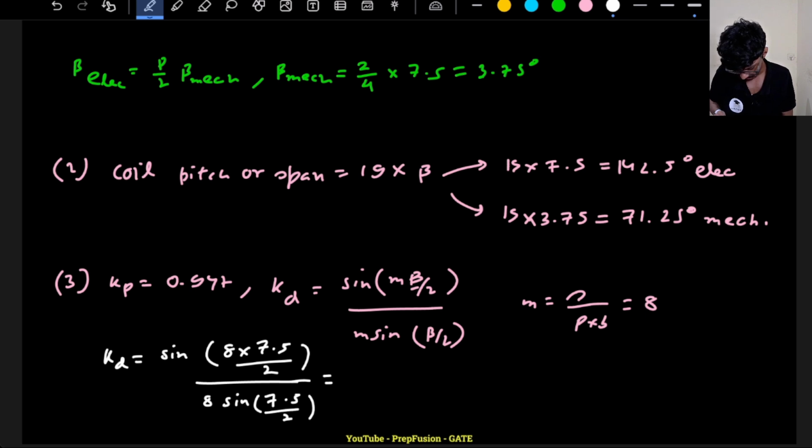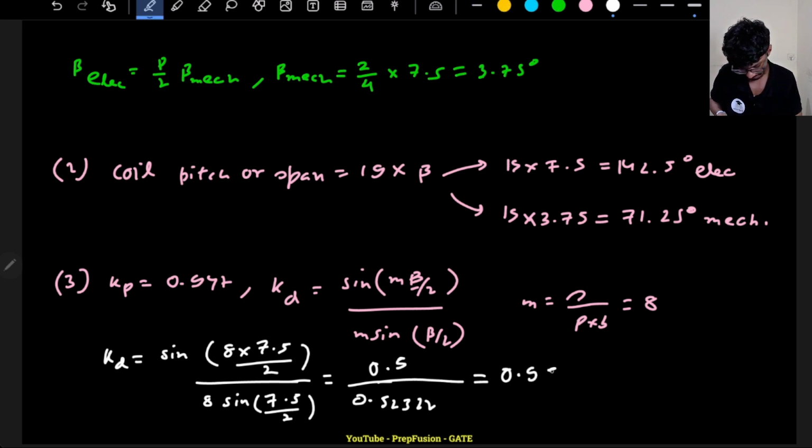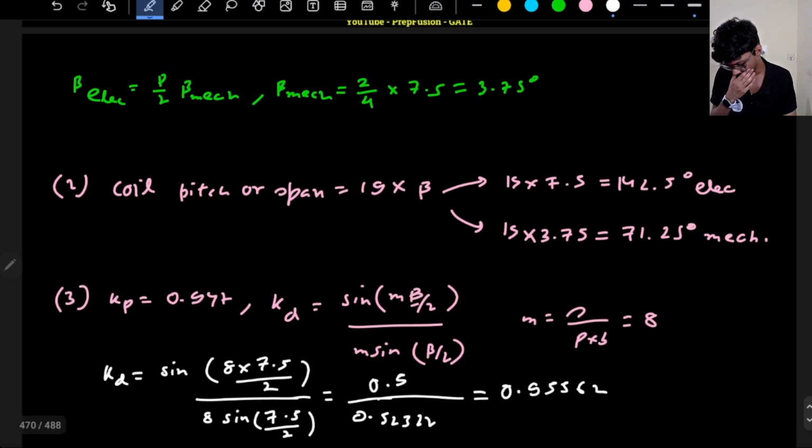Sorry, hold on a second. 7.5 divided by 2, sine of this into 8 is 0.52322, and the numerator will be 8 into 7.5 divided by 2, sine of this will be 0.5. So this will be 0.5 divided by 0.52322. So this will come out with 0.95562. Okay, this is the distribution factor basically.